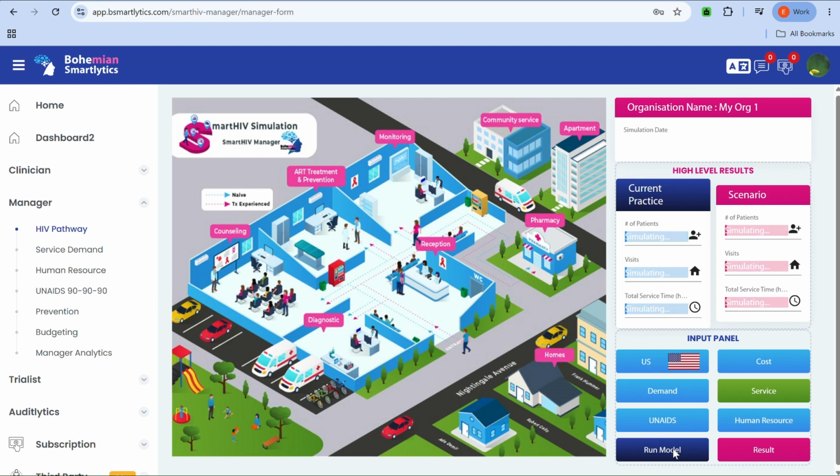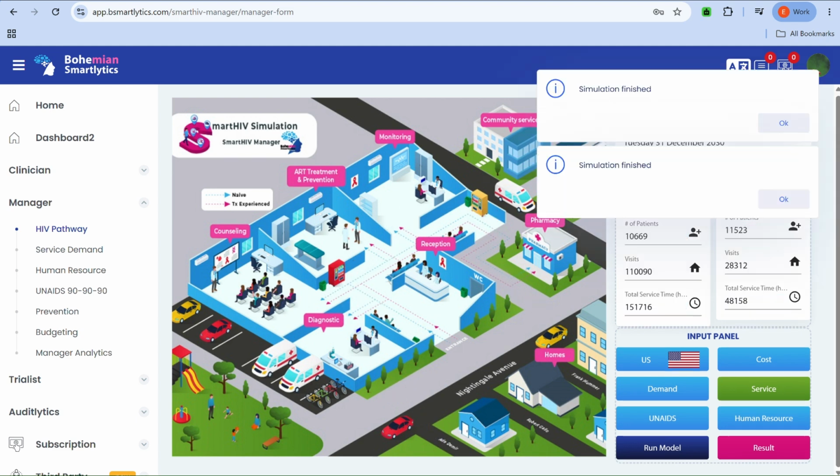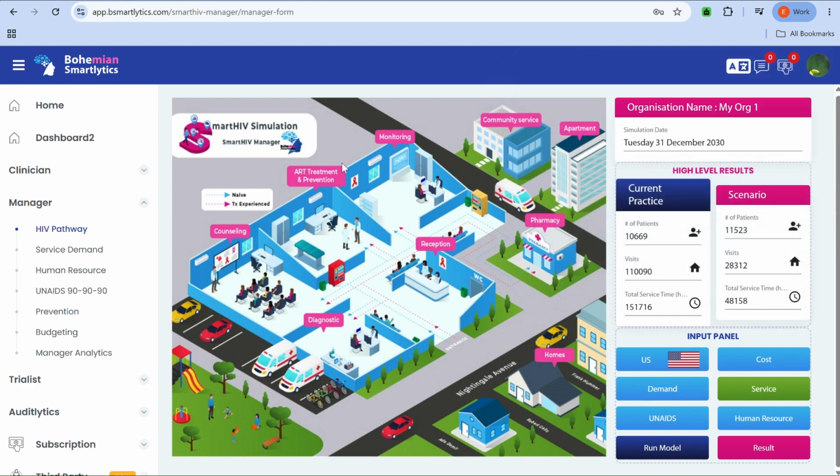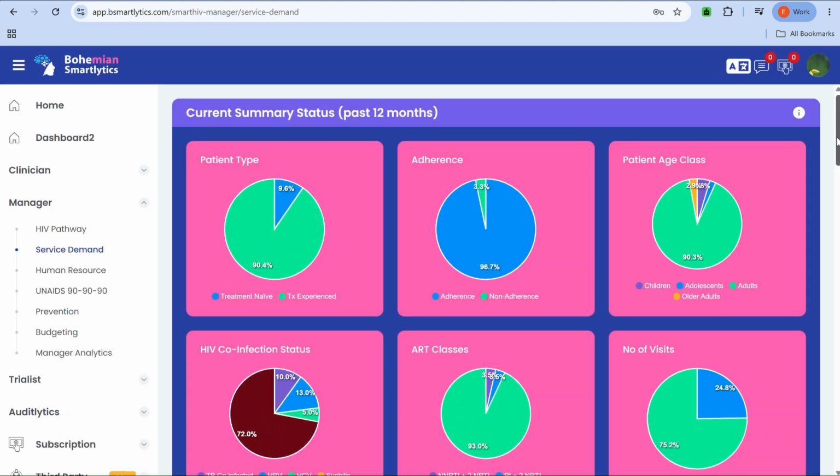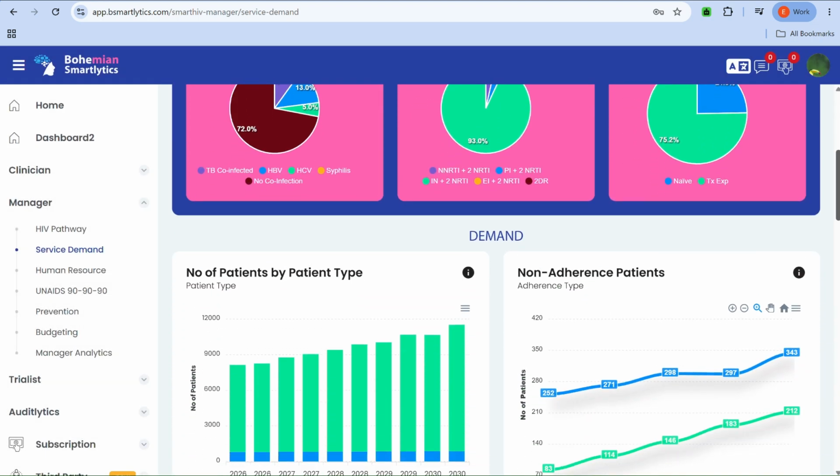And now it runs. This is an AI-powered digital twin technology simulating the HIV care pathway, thousands of individual patients moving through prevention, treatment, and monitoring, with every visit, every delay, every resource constraint tracked in real time, while also predicting risk using machine learning algorithms, such as loss to follow-up and hospitalization. It's true discrete event simulation, not a static average, and that's what makes the results that follow genuinely reliable.